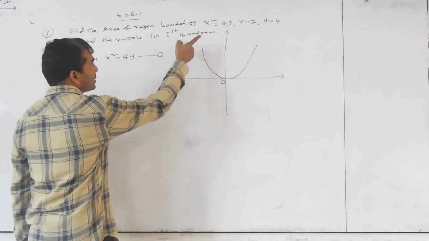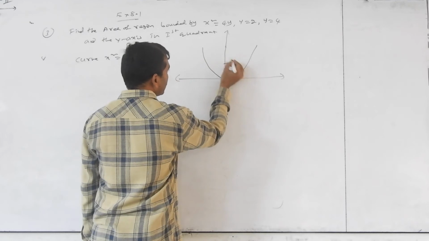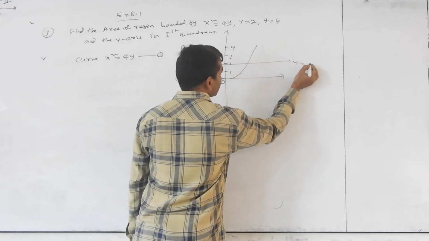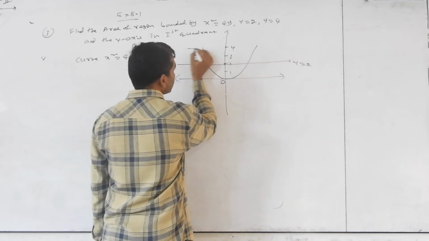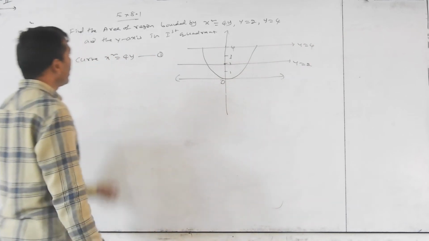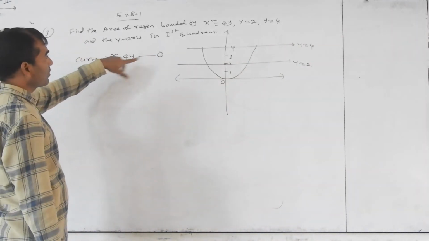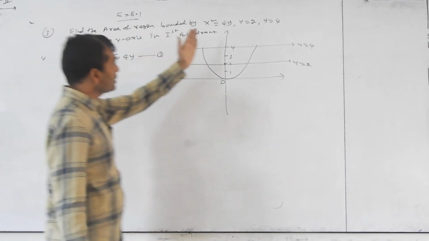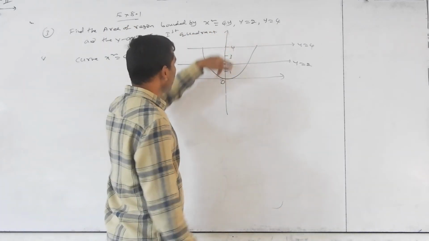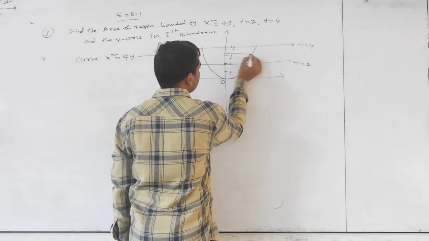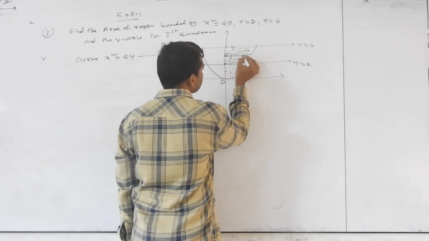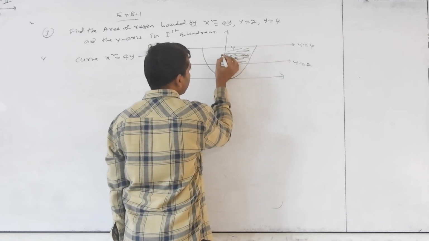Lines y is equal to 1, 2, 3, 4. y is equal to 2 this one, and y is equal to 4 this one. The area bounded by the curve, y equal to 2 and y equal to 4, and the y-axis, not the x-axis, in the first quadrant, this area comes. So draw the small strips here. This is x and this is dy.